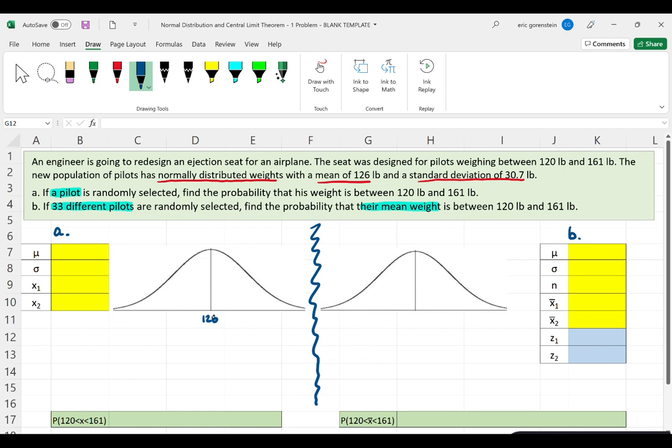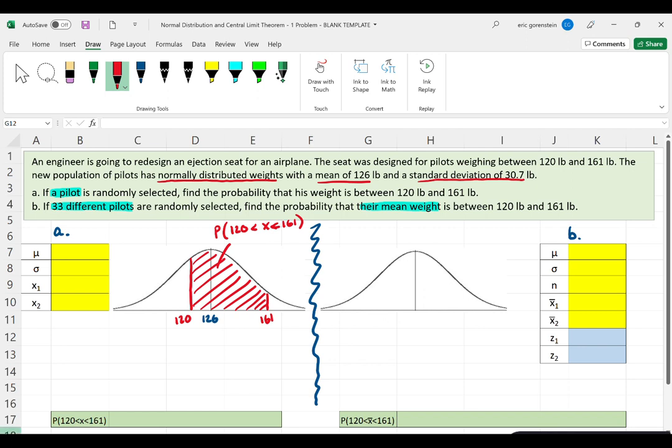Okay, so the center of the graph is the mean, which is given as 126, the standard deviation of 30.7. And we're looking for the probability, or the area, between 120, which would be a little bit to the left of 126. So let's say 120 is about there. And 161, which would be way over here to the right. There's 161. So this red shaded area is equal to the probability that X is between 120 and 161.